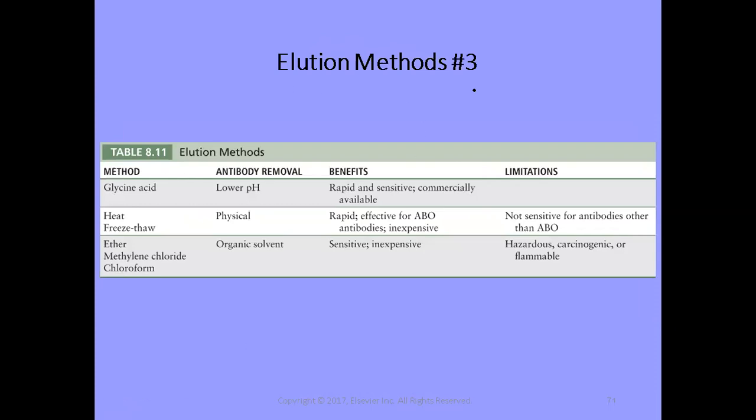So methods we can do for elution: glycine acid, heat, freeze thaw, either methylene chloride or chloroform, or I should say ether, not either, ether. So there are chemical methods to disrupt that antibody and break it free from the red cell.